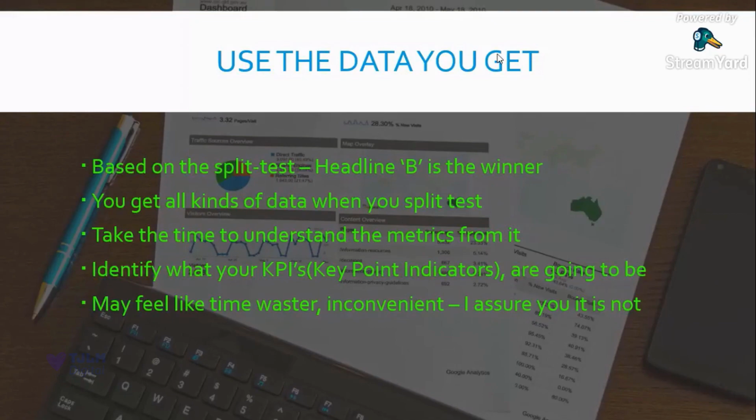Another part was I didn't fully understand what split testing was, and nobody really pointed me in the right direction. So I had to sort of play with it on my own and figure it out. So that's why I did this. So hopefully you don't have to go through all that. You can be like, oh man, this is awesome. Thank you so much for sharing with me. Right? Because I assure you, it is neither a time waster nor is it inconvenient when it comes to running your business at top notch.